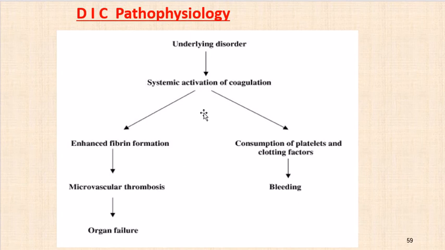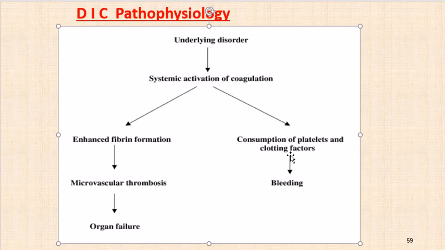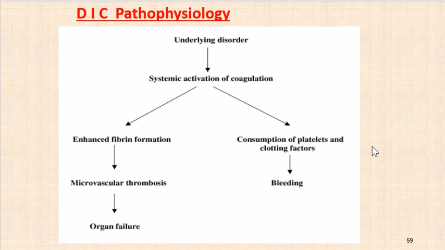While on the right side, by systemic activation of the coagulation and formation of microthrombi throughout the body, what happens? Consumption of platelets and clotting factors occurs. Consumption of platelets and coagulation factors will lead to deficiency of these substances and obviously will lead to bleeding. So in DIC there are two main things. One, the formation of thrombi within small vessels throughout the body, and secondly, there is a tendency towards abnormal, excessive, prolonged bleeding.